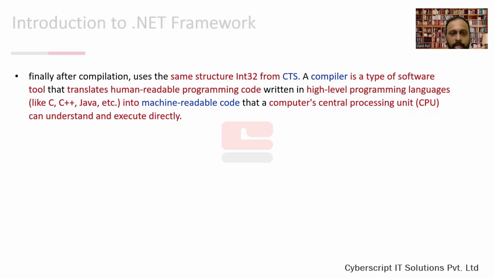A compiler is a type of software tool that translates human-readable programming language code, that is C# and VB.NET, written in high-level programming languages like C, C++, Java, into machine-readable code that a computer's central processing unit can understand and execute directly.